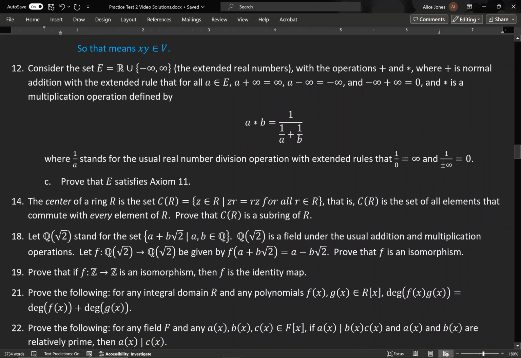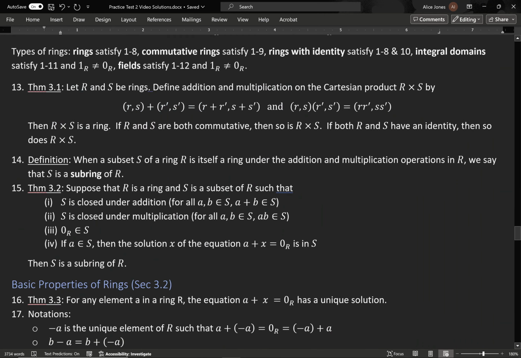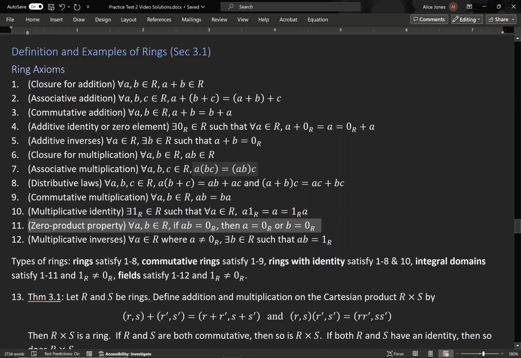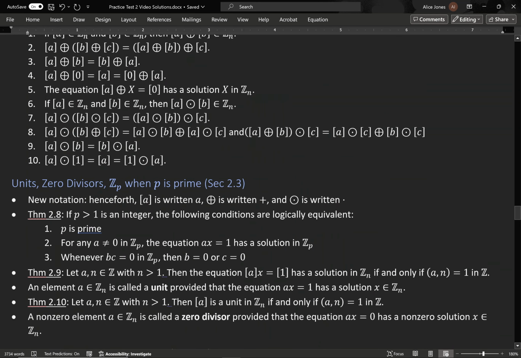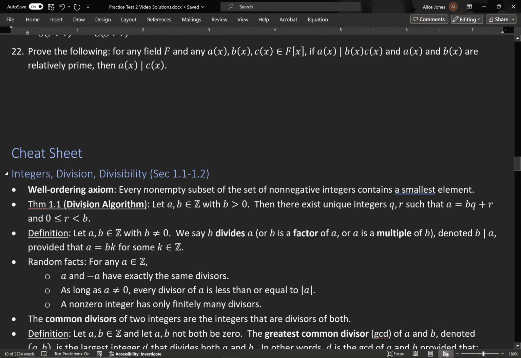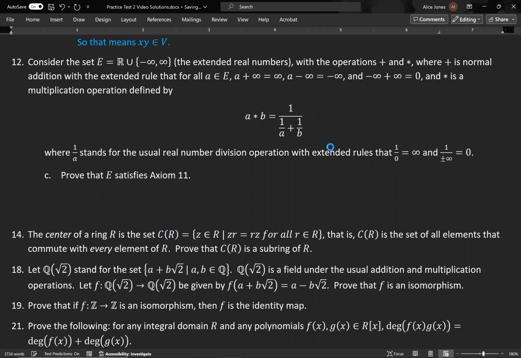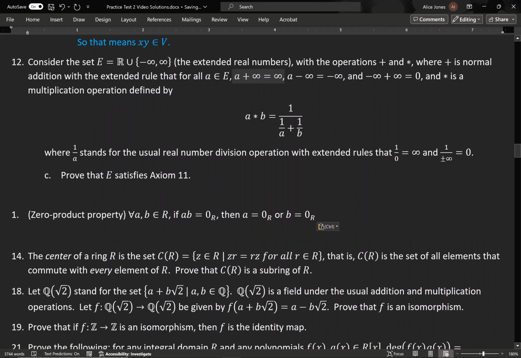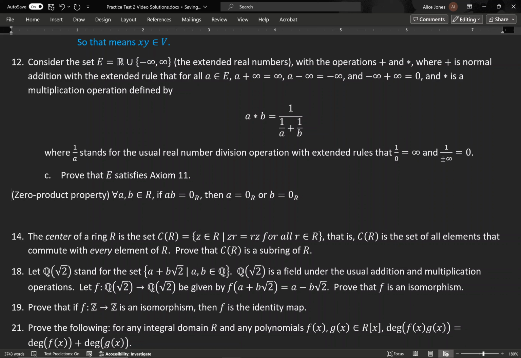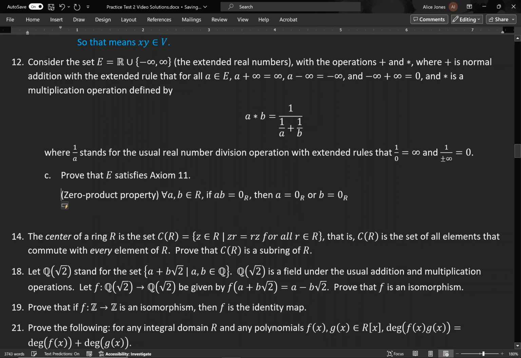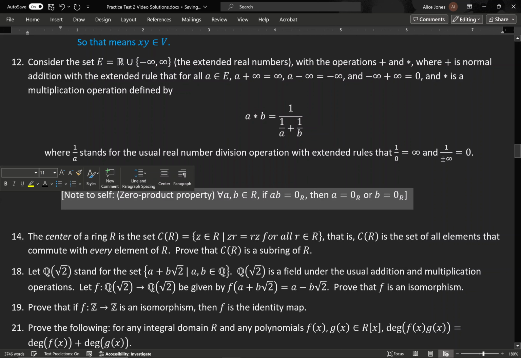So let's look at axiom 11. I'm just going to scroll down and grab it. So axiom 11 is zero product property. So for this one, you do have to already know what the 0 element is, but since addition for this problem is defined as just regular real number addition with the extended rules for infinity, we can tell from that already that the 0 element has to be regular 0 for the regular addition in real numbers. Okay, so this is not part of the proof, but this is a note to self. This is what we're trying to prove. Okay, so make it blue.